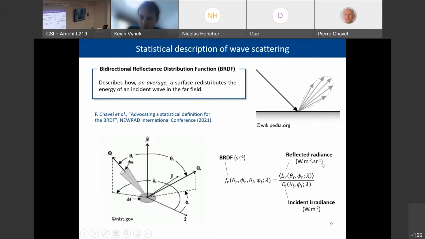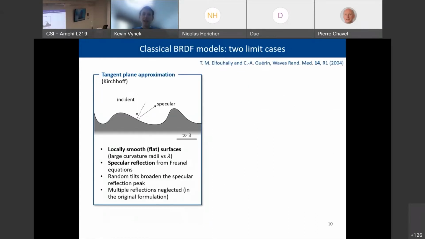So formally, the BRDF has the dimension of steradians^-1, and this is the ratio between the reflected radiance of the surface over the incident irradiance. The incident irradiance is like the intensity of light, and the reflected radiance is a radiant flux in a certain solid angle, so in a certain direction. So this is the BRDF, and many BRDF models have been developed throughout the years, over many decades. There are two classical BRDF models that I would like to present here.